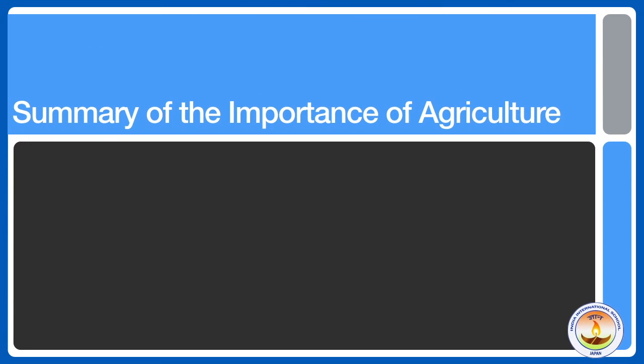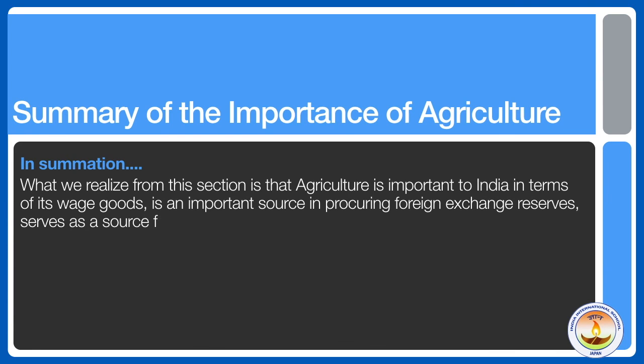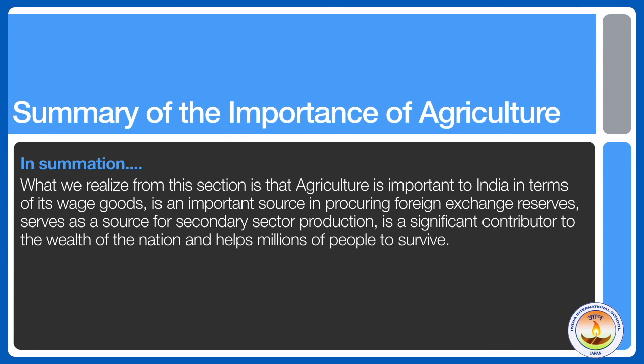So, in conclusion, in summary, what do we have here? We realize that agriculture is very, very important for India in terms of wage goods and as an important source of procuring foreign exchange. It acts as a source for secondary sector production, and it is a significant contributor to the wealth of the nation and helps millions of people survive.